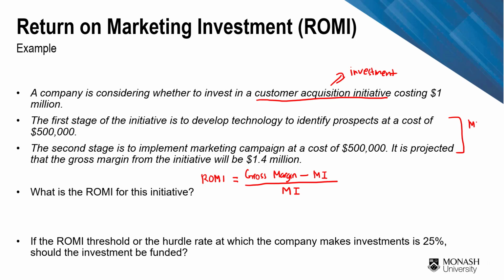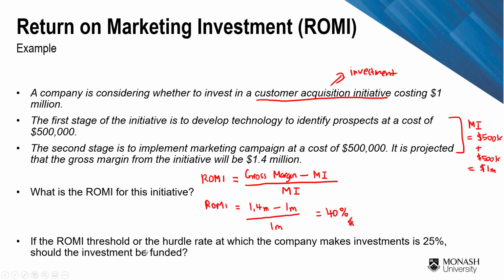So your marketing investment is going to be 500K from the first stage plus 500K from the second stage. So it's 1 million. Because of that, my ROMI is going to be 1.4 million minus 1 million, divided by 1 million. And this is going to be about 40%. So that's my answer.